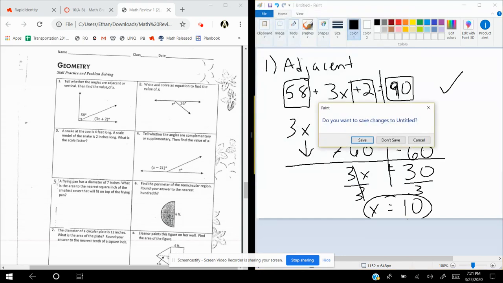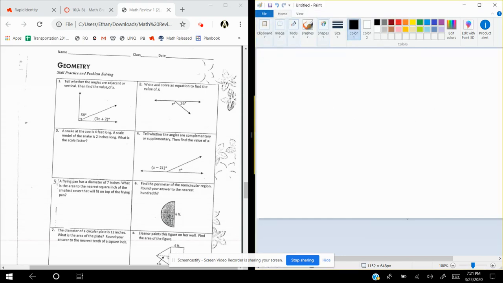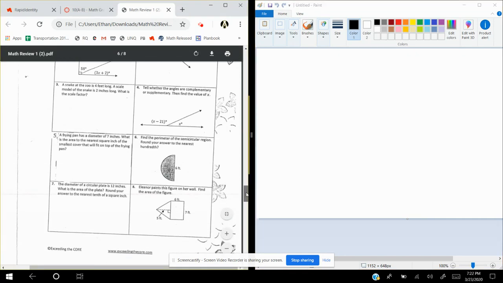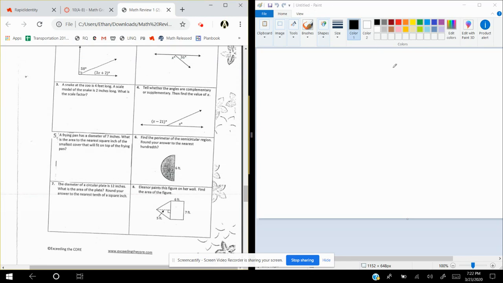Okay, let's move on to number 3. This is a scale factor problem. This was in Unit 1. That was way back in August, September. So it may take you a minute or two before you figure this out.